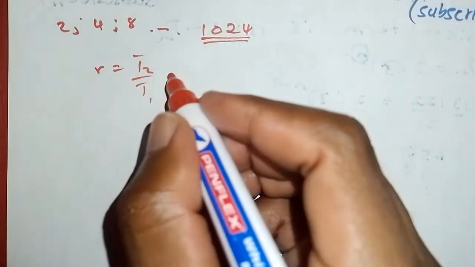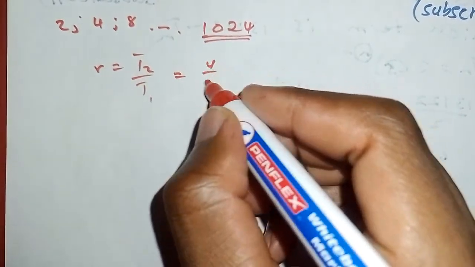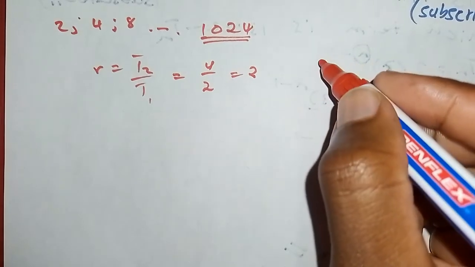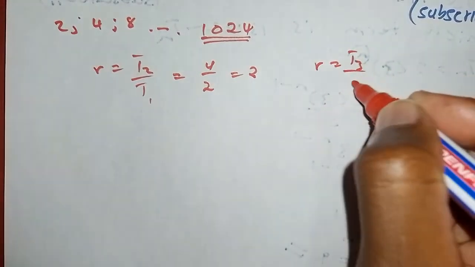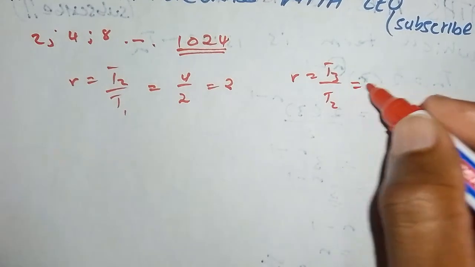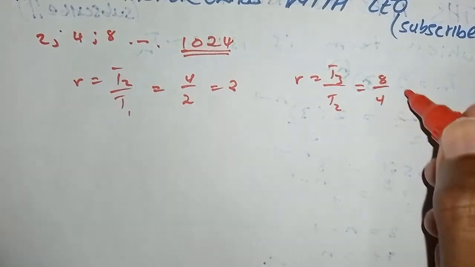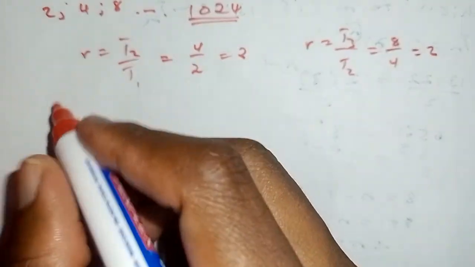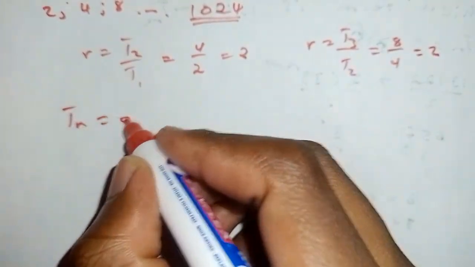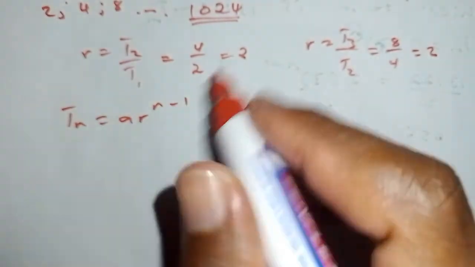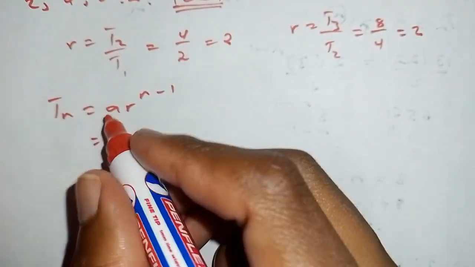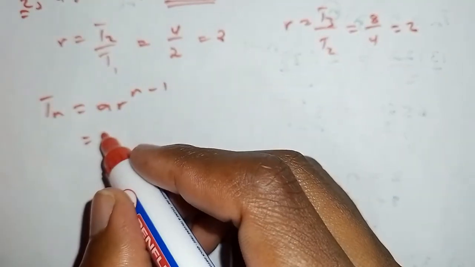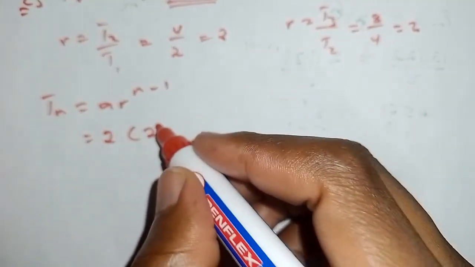Okay, now T2, I have 4 over 2, this will just give me 2. Let me just make sure r is equal to T3 over T2. What is T3? It's 8, T2 is 4, then this is equal to 2 as well, right? Now I can say Tn is equal to A R^(n-1). What is A? A is always my first term. What is my first term in that case? It's 2. R, I got it as 2.